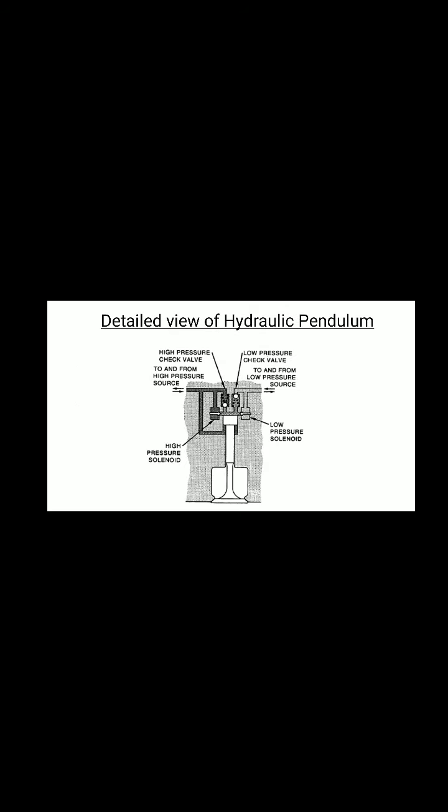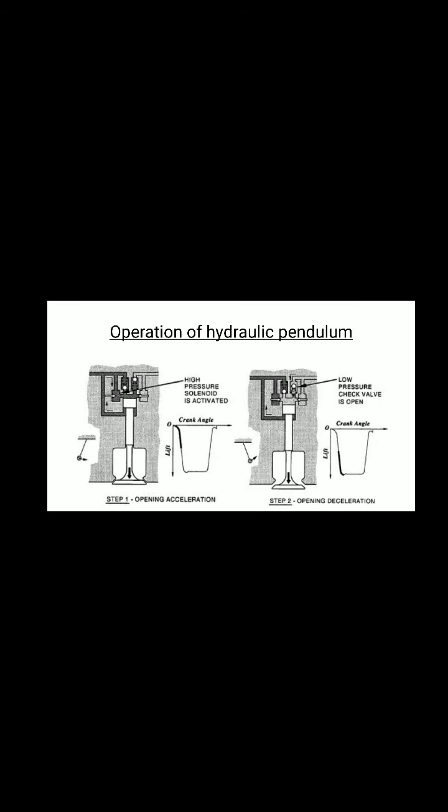And here is the detailed view of the hydraulic pendulum, where we can see the high pressure check valve to and from the high pressure source, the low pressure check valve to and from the low pressure source, high pressure solenoid, and low pressure solenoid. Operation of hydraulic pendulum. In step 1, opening acceleration, the high pressure solenoid is activated, and we can see the crank angle. In step 2, opening deceleration, the low pressure check valve is open with some crank angle and lift.